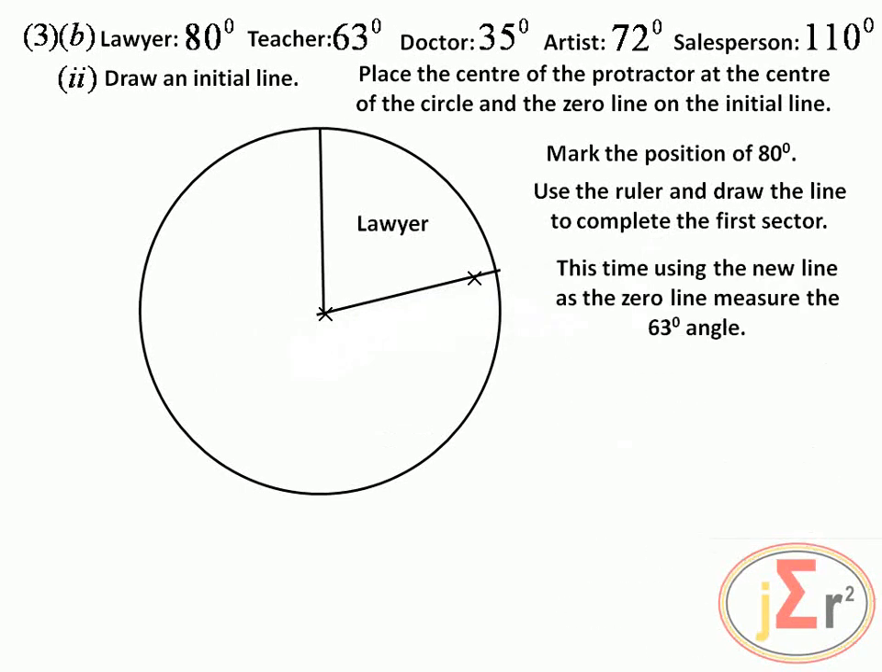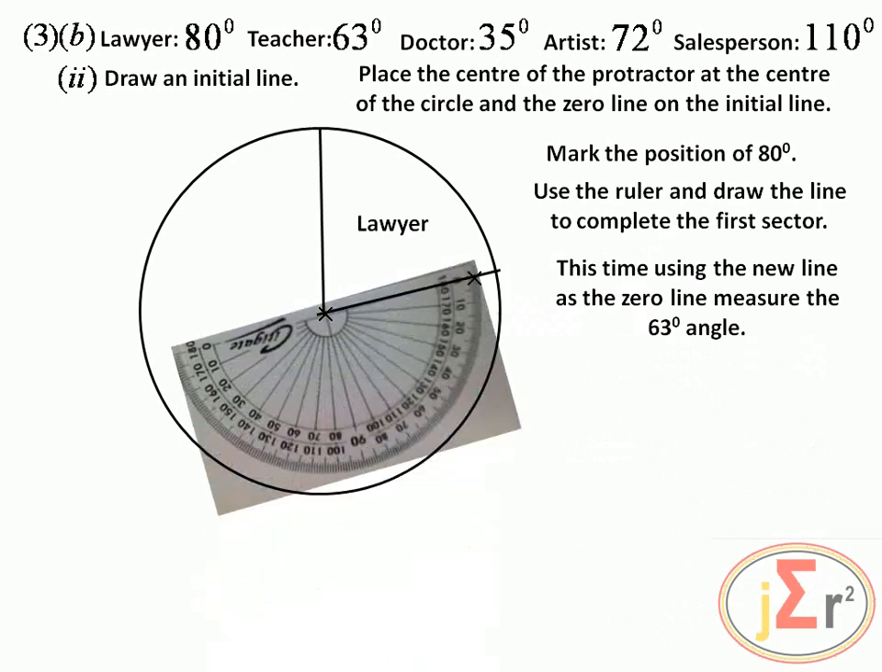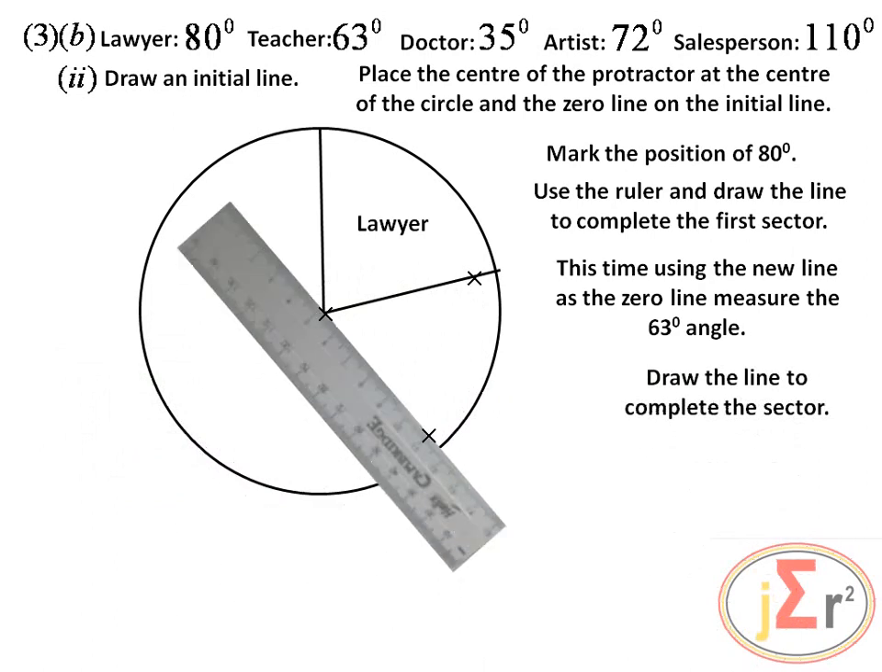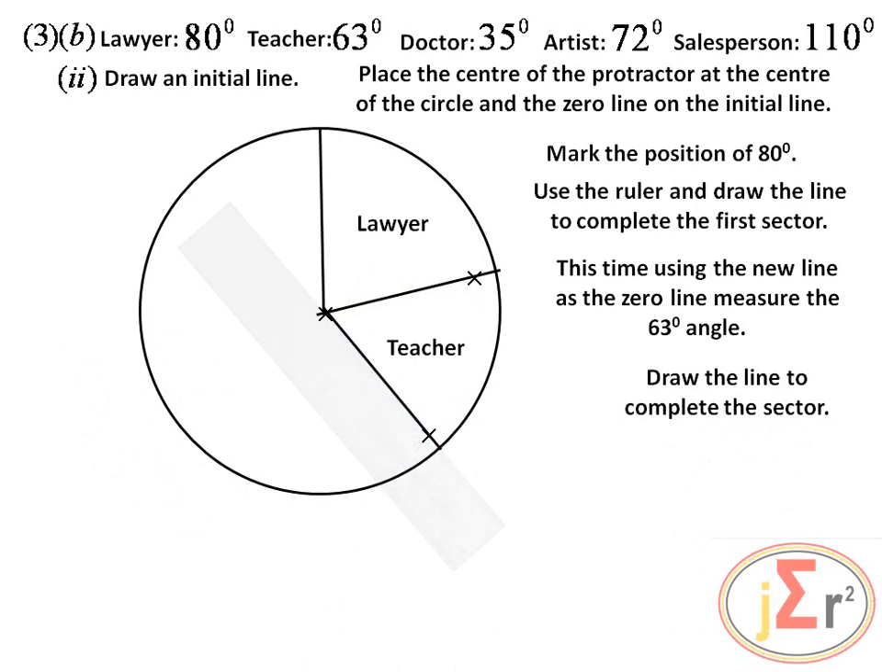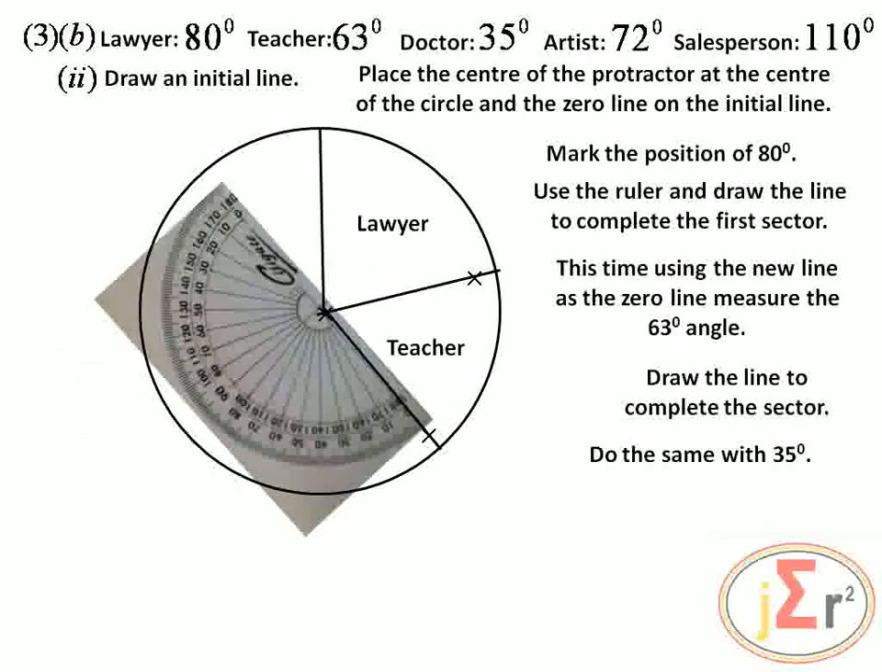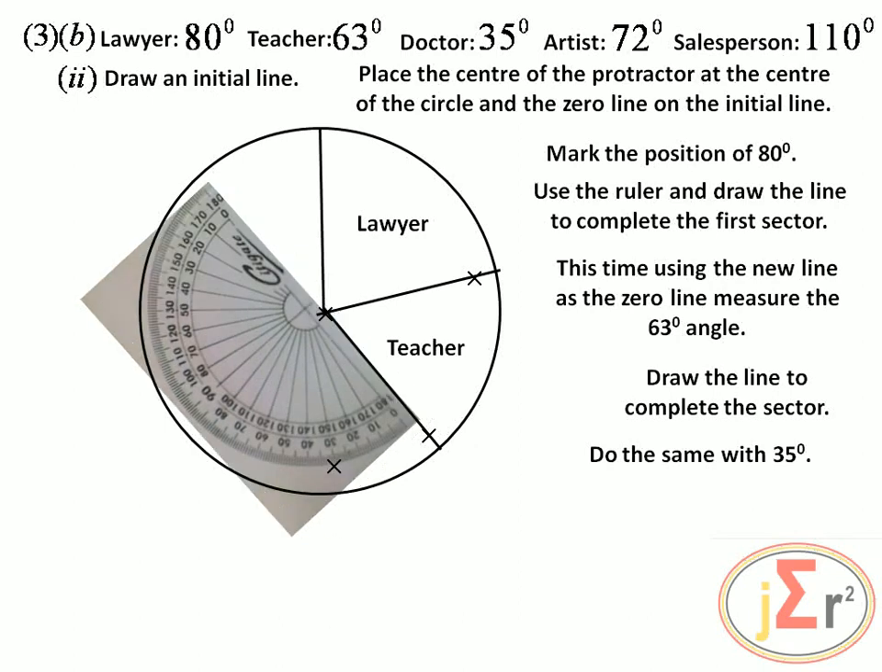Next, we will use the new line that we have just drawn as the initial line for the protractor. So we'll have the zero line of the protractor on that line, and we will take note of where 63 degrees will be, and we will use our ruler to complete the sector, and that one will be designated to the teacher. Do the same for 35 degrees. The new line that we have is the zero line. Put the protractor with the zero line on that line, the center of the protractor at the center of the circle. Mark off the 35 degrees. Complete.